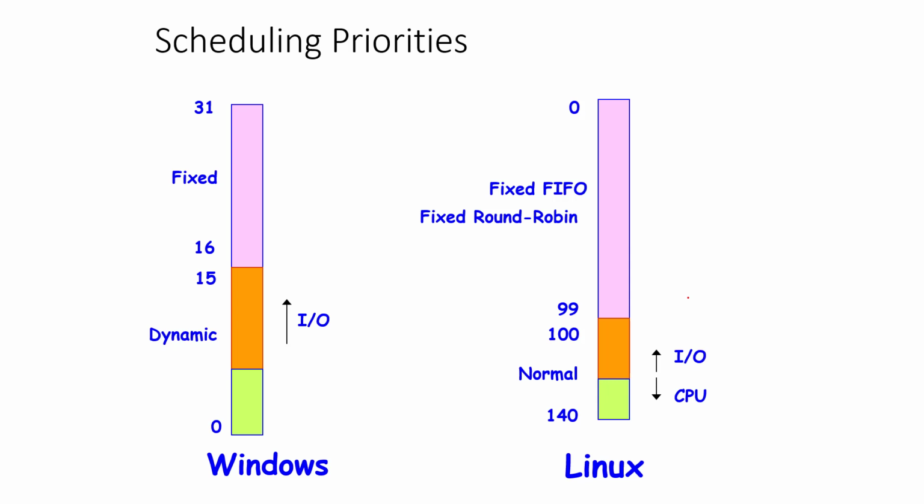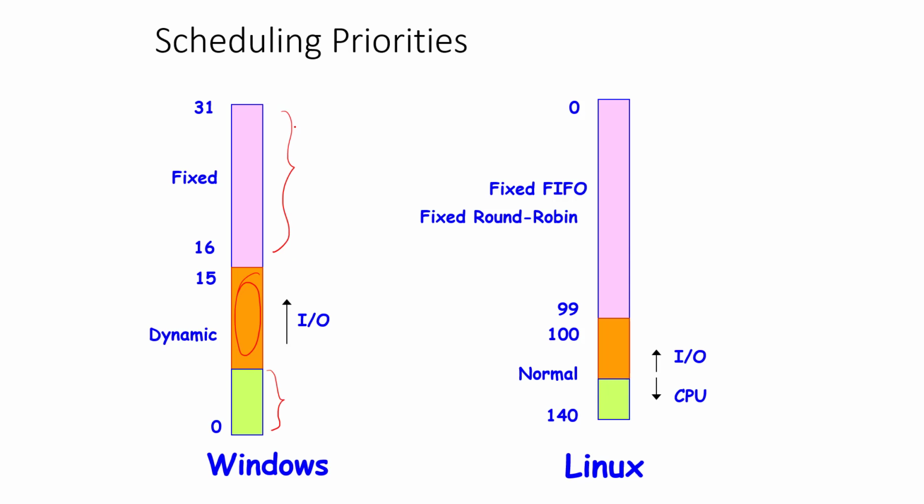So the scheduling priorities are slightly interesting in Windows and Linux. Windows, as you have seen, is from 0 to 31, but most of the time the idle process has priority 1. And most processes actually have their priorities in this range, the dynamic range. These are for very low priority background tasks. And this is the real time range. Higher the number, higher the priority.